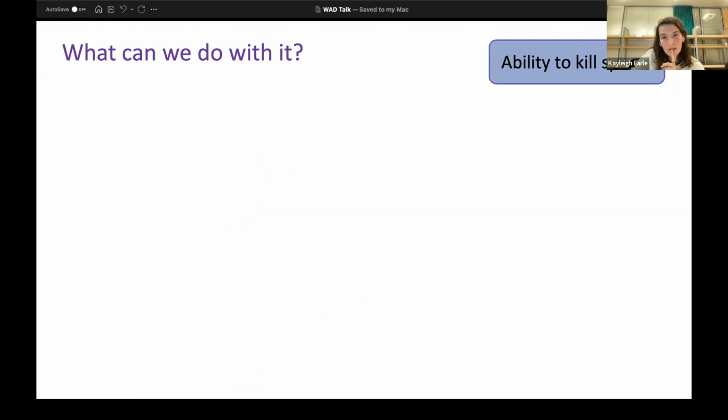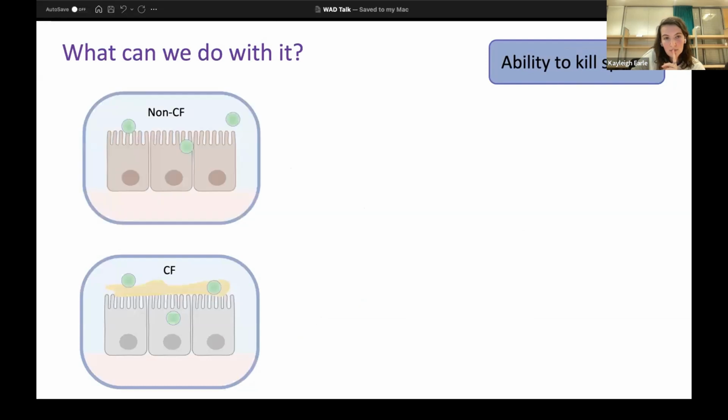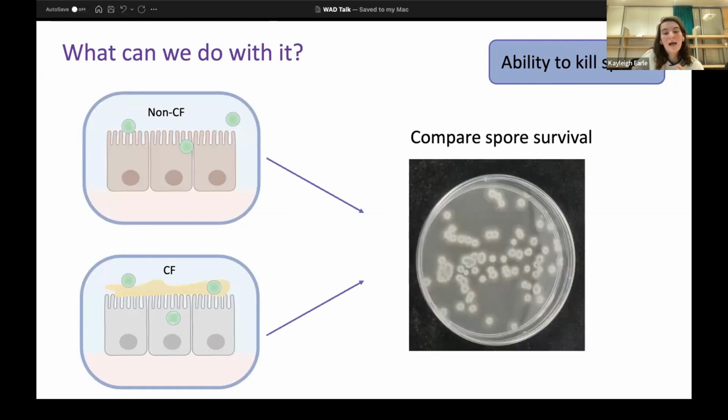And lastly, we're also looking at the ability of the two cell types to kill Aspergillus spores. So again, we've infected our cells, and then we can compare spore survival. So we infect with a known number of spores, we leave them with our cells to kill them for a certain amount of time, and then after we can grow out the spores and count them and compare how many are able to survive. And again, this allows us to directly compare the ability of the cystic fibrosis and non-cystic fibrosis cells to kill the spores and get rid of the Aspergillus.